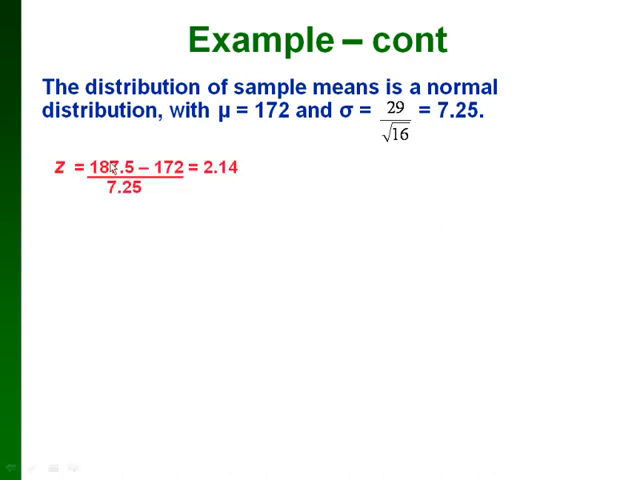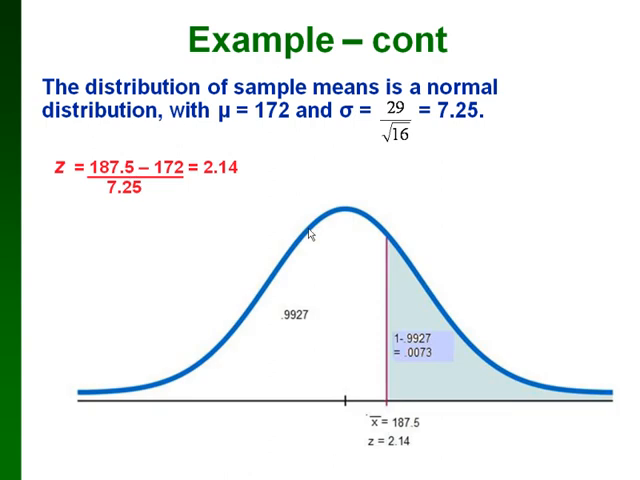So we want to find the z-score for the 187.5. Then we're going to draw the picture of our normal distribution, and here's our sample mean of 187.5. The corresponding z-score is 2.14, and if we look this up in a table, the area to the left of that is 0.9927. We subtract that from 1 and we get 0.0073.